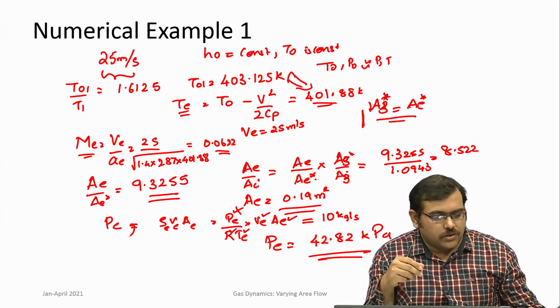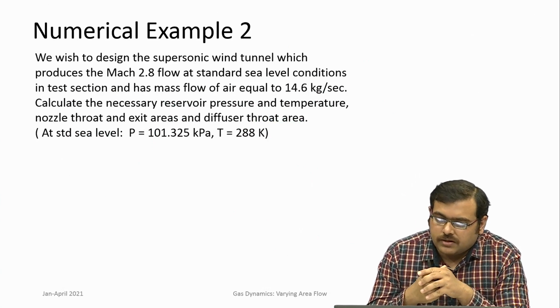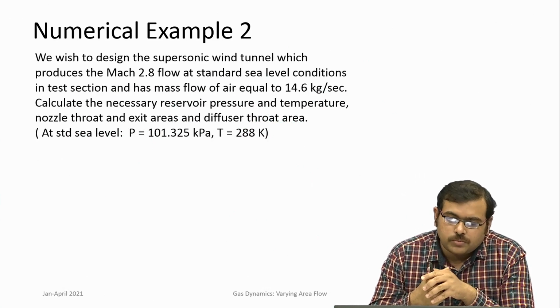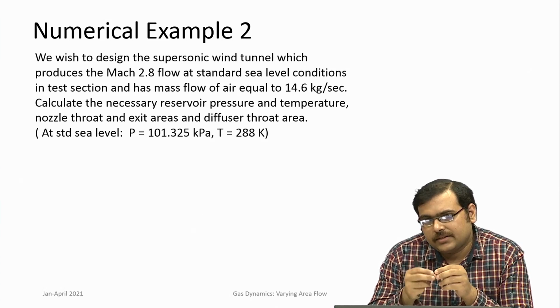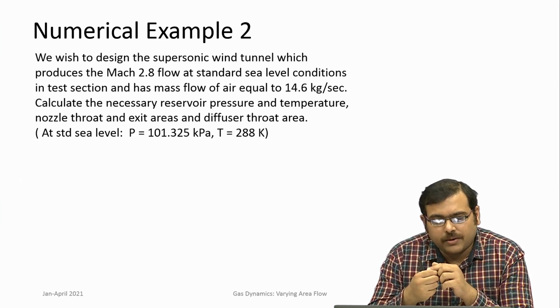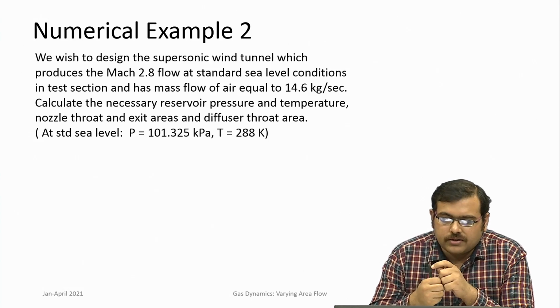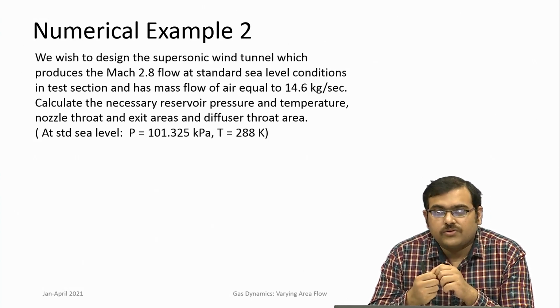So now let us go to the next problem. If we wish to design a supersonic wind tunnel which produces Mach 2.8 flow at standard sea level conditions, that means at the test section it is standard sea level conditions and Mach number is 2.8, and mass flow is given, m dot is 14.6 kilogram per second. Calculate the necessary reservoir pressure and temperature, nozzle throat and exit areas and diffuser throat area.